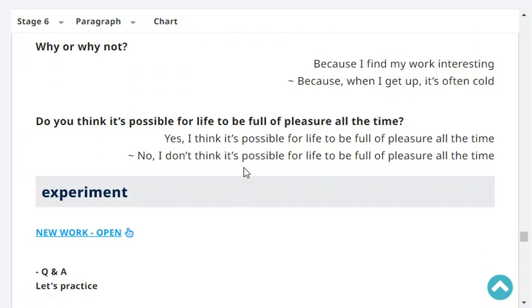Very good. Do you think it's possible for life to be full of pleasure all the time? Yes or no? Yes, I think it's possible for life to be full of pleasure all the time. Very good.